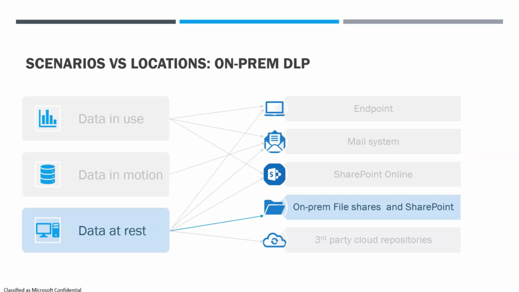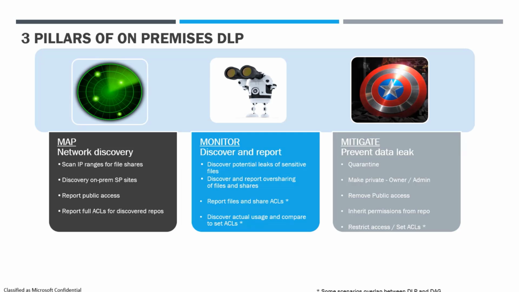This is exactly what we did with the scanner earlier this year. This is our vision for what the on-prem DLP should do. It should have three steps: mapping, monitoring, and mitigation. Mapping includes go and find all overshared file shares, file repositories, or whatever. Go and tell me what the ACLs, what the permissions are on all my repositories.